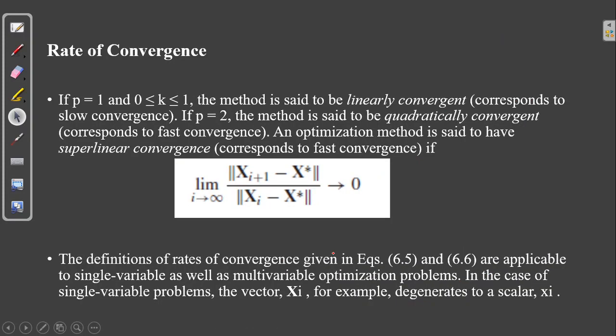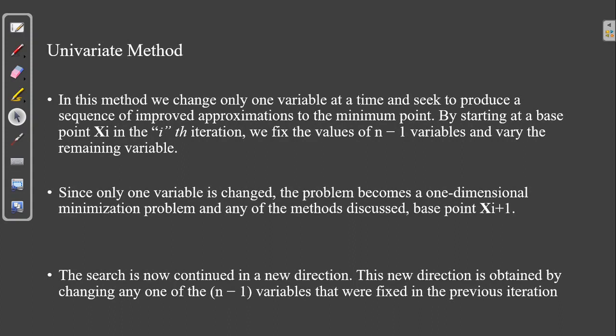Okay, that is what your rate of convergence. So you can define the rate of convergence for any optimization method. It is a new term. Okay, so that will vary from method to method.